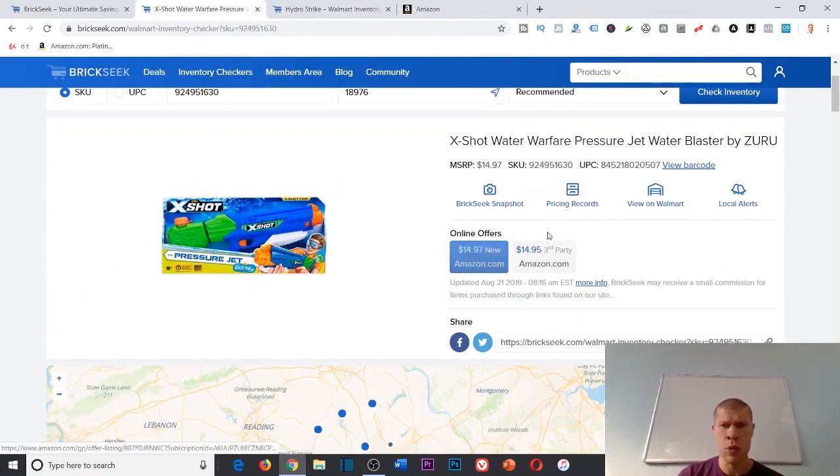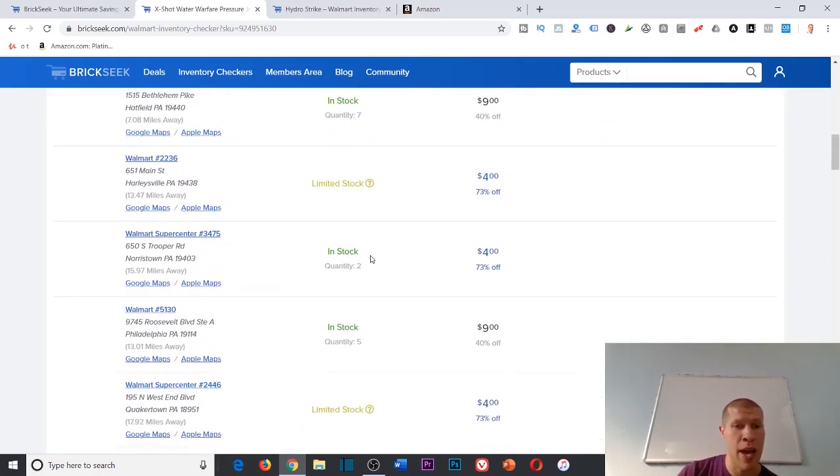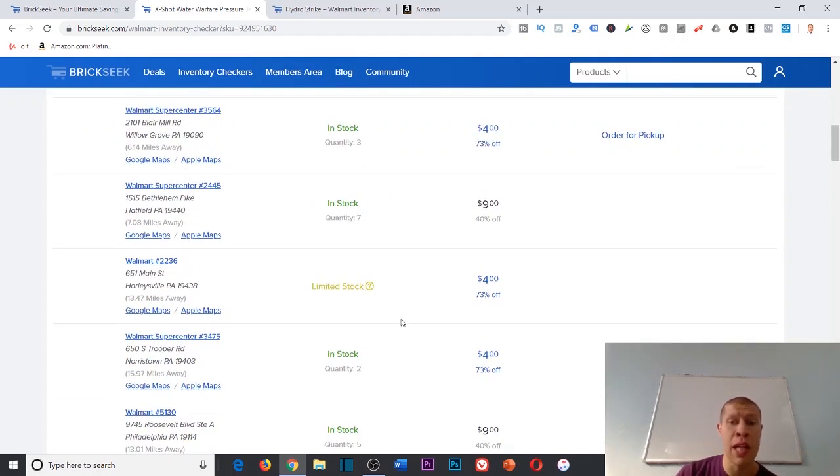Now, this one right here looks promising right off the bat, somewhat. It's selling for roughly $15 on Amazon.com. Now, there's 7 in the Hatfield one, which is 7 miles away from me. There's 3 in the Willow Grove one, which is 3 miles away from me. And there's 2 and 5. So there's a lot of inventory here.